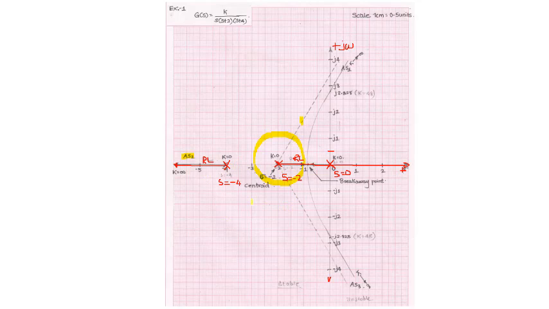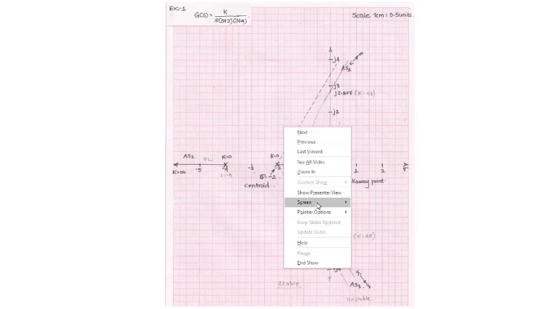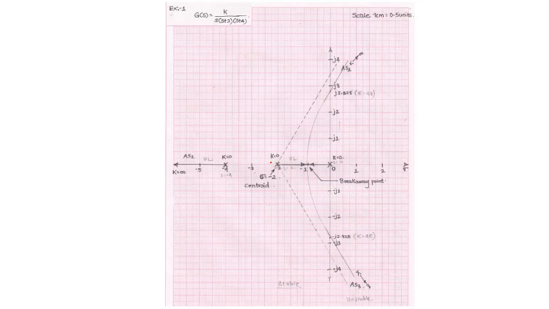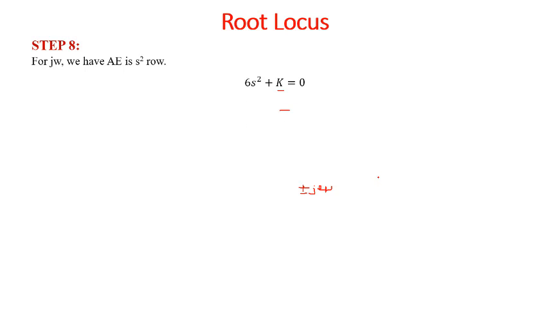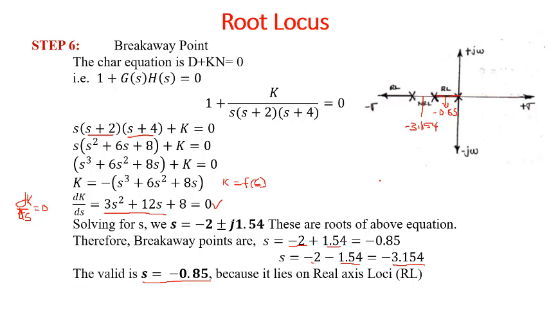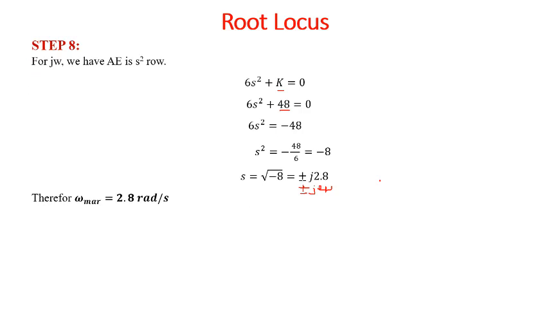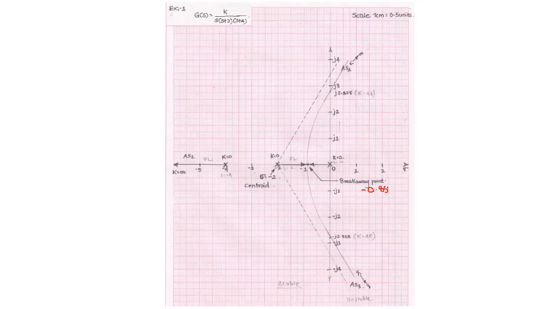Next, after finishing all this, we have to find out the breakaway point. As we have found earlier, the breakaway point, if I remember, was minus 0.8 something. Let me see what the breakaway point was. Minus 0.85. So identify the point where it is.